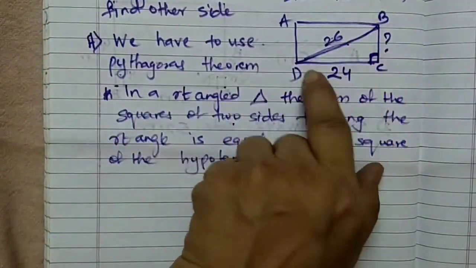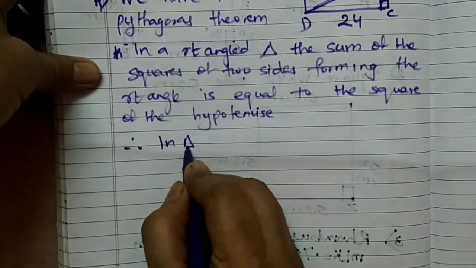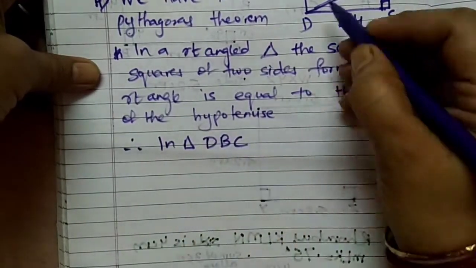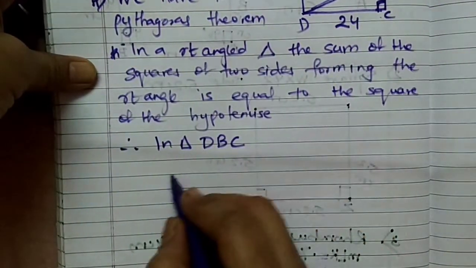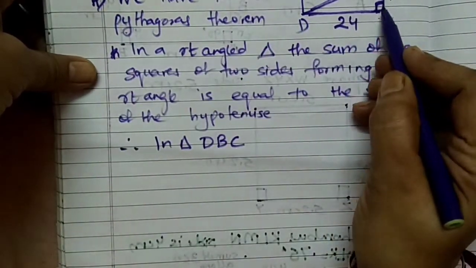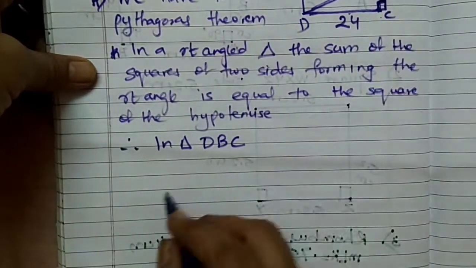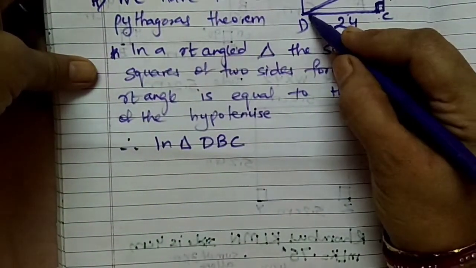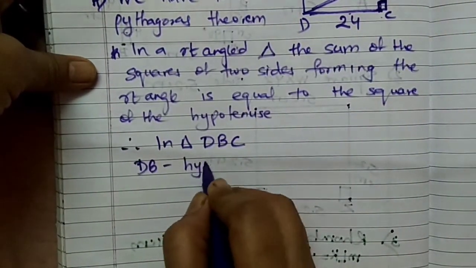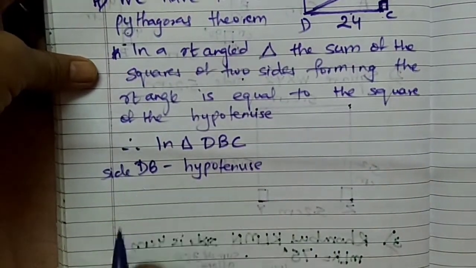We have to see this right angle triangle. What is the triangle here? Therefore, in triangle DBC, what are the two sides of the right angle? This is one side of the right angle and this is one side. Because the right angle is over here, these are the two sides forming the right angle. And which is the hypotenuse? Side DB is the hypotenuse.